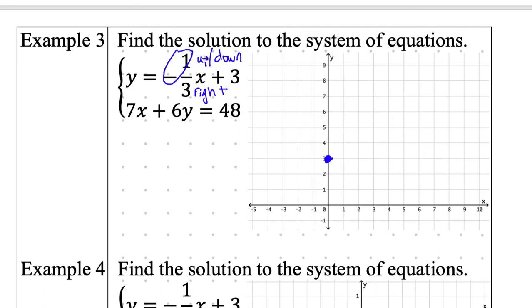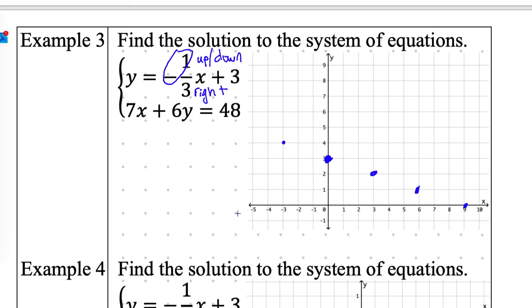So I'm going to go down 1 because it's a negative 1, down 1, and then right 3, as Charles said. And I can keep doing that, right? Down 1, right 3, down 1, right 3. The more points you have, the merrier. The more accurate your graph will be. So I can also go left 3, up 1. No, that's off the graph.